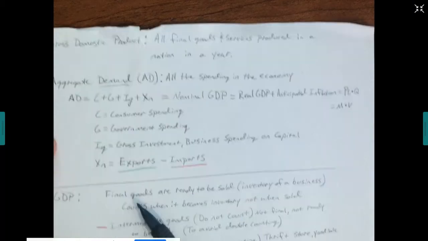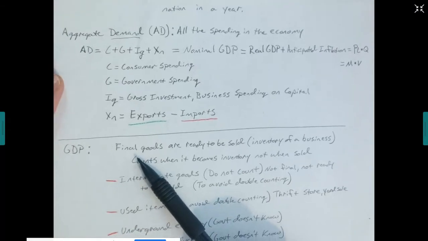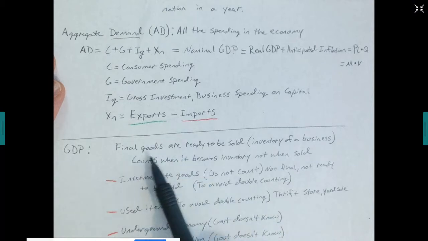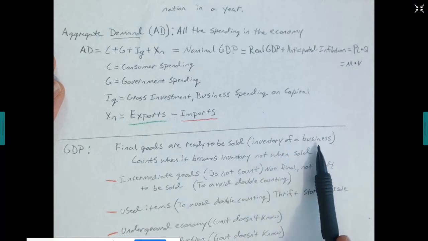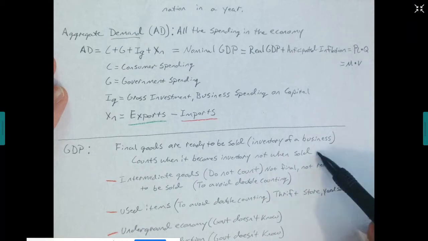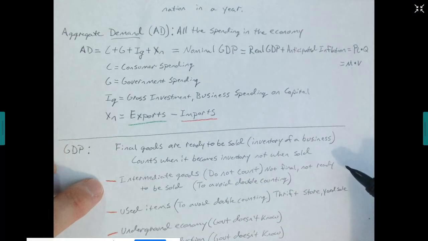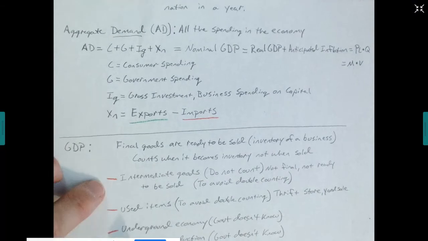We stated that gross domestic product are all the final goods and services produced in a nation a year. But these are final goods that are ready to be sold. Once they become inventory for a business, it counts when it becomes the inventory, not when it's sold. There are items that are produced in an economy and actions that occur in an economy that do not go in towards our GDP. Examples of this are intermediate goods.